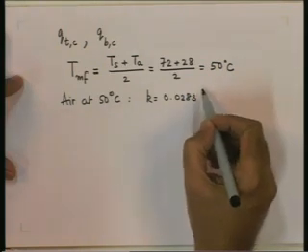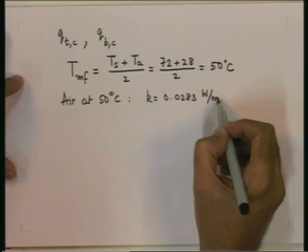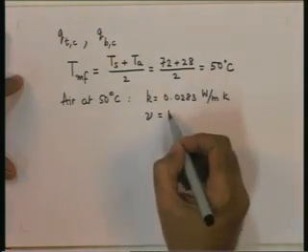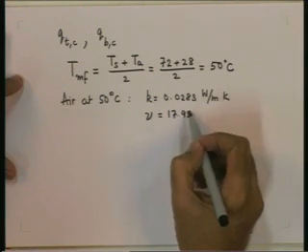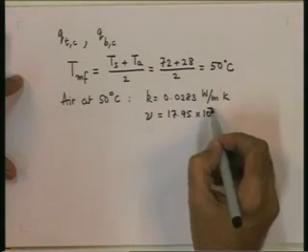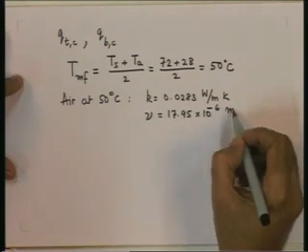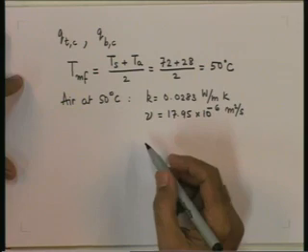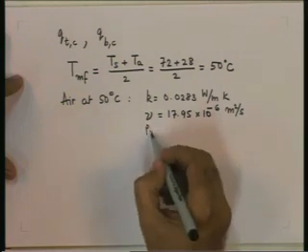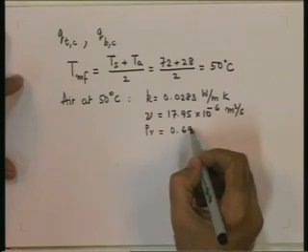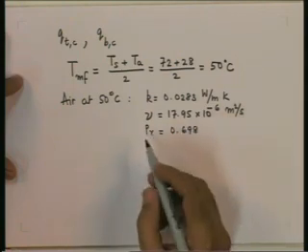0.0283 watt per meter Kelvin. Nu is 17.95 into 10 raised to minus 6 meter square per second, and Prandtl number is 0.698.